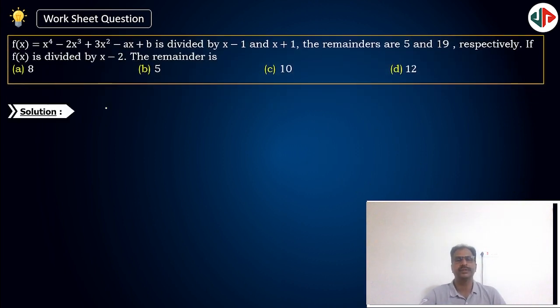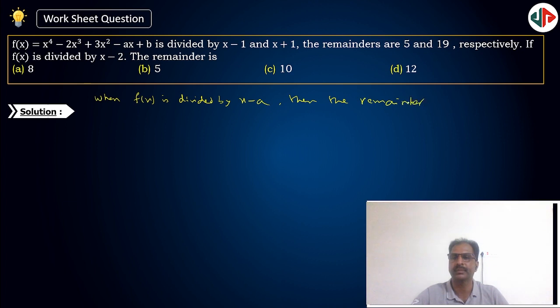Next, f of x is divided by x minus 1 and x plus 1 and the remainders are 5 and 19. This is based on the remainder theorem. What is the statement of the remainder theorem? When f of x is divided by x minus a, the remainder obtained is f of a. Now when f of x is divided by x minus 1, the remainder is f of 1, given as 5. And when it is divided by x plus 1, the remainder is f of minus 1, which is given as 19.